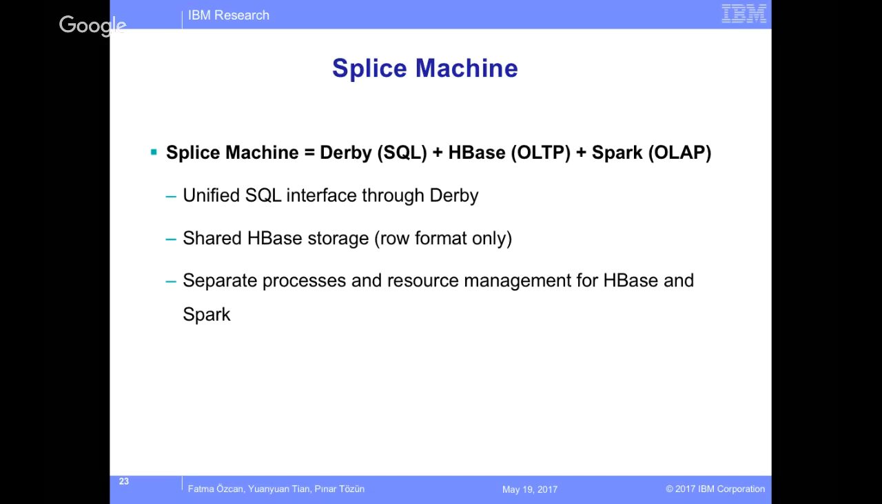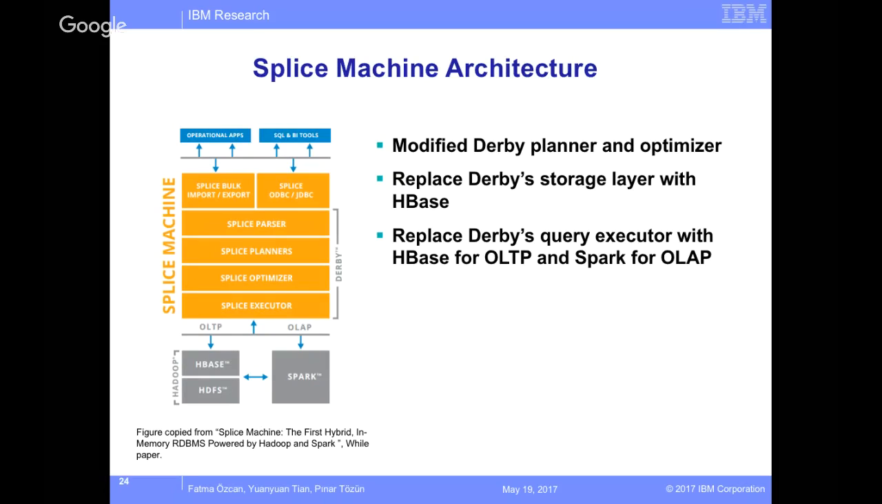Derby gives you this nice SQL interface. And HBase serves as the storage engine as well as the OLTP engine. And then HBase and Spark are using separate processes and resource management, so they are kind of loose. Okay, so this is the architecture.